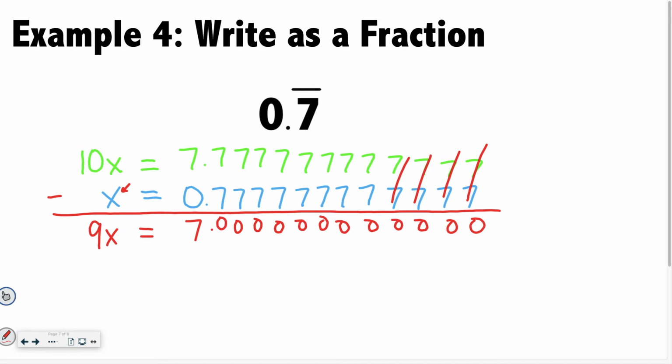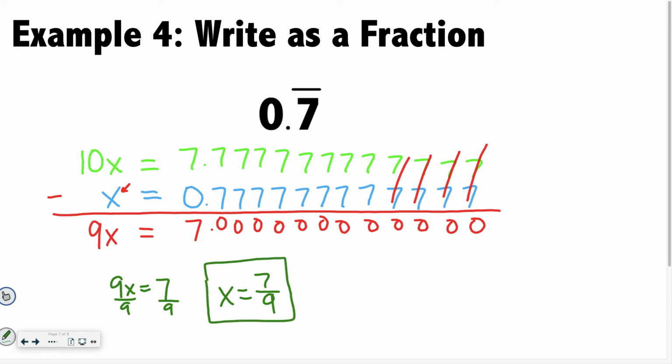So I would have 9x equals 7, and then to get that x by itself, all I have to do is divide by 9 on both sides. So then my fraction is 7 over 9. That is my final answer. So x equals 7 over 9.